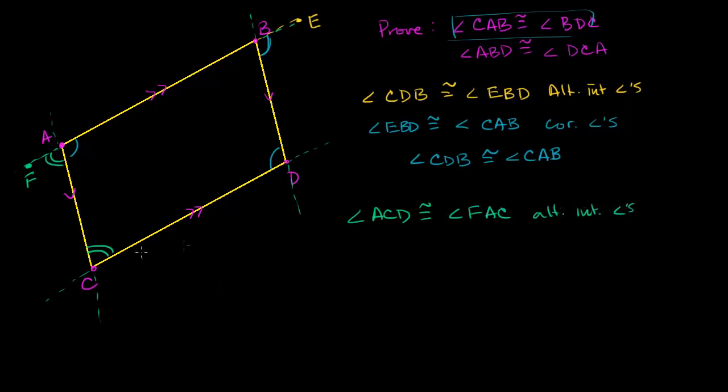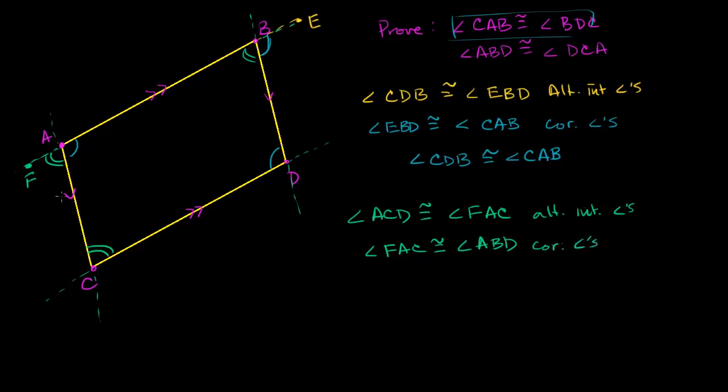And then we change our thinking a little bit and we view AC and BD as the parallel lines and AB as a transversal. And then angle FAC is going to be congruent to angle ABD because they're corresponding angles.